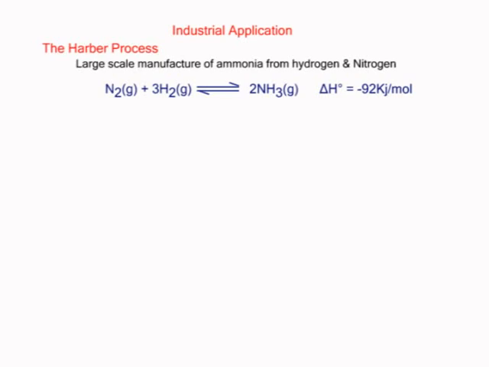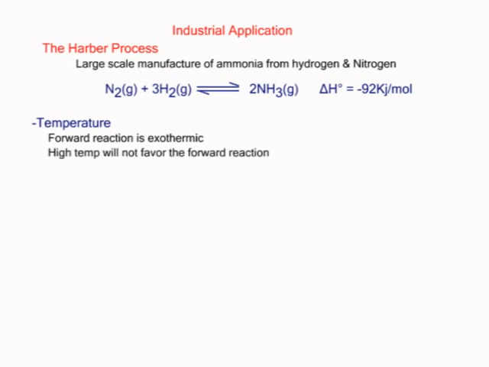Now how do environmental factors affect this equilibrium? Let's start with temperature. Now the synthesis of ammonia is an exothermic process. The delta H is negative, the enthalpy change is negative. Now high temperature will not favor the forward process. To yield more ammonia we need to lower the temperature.